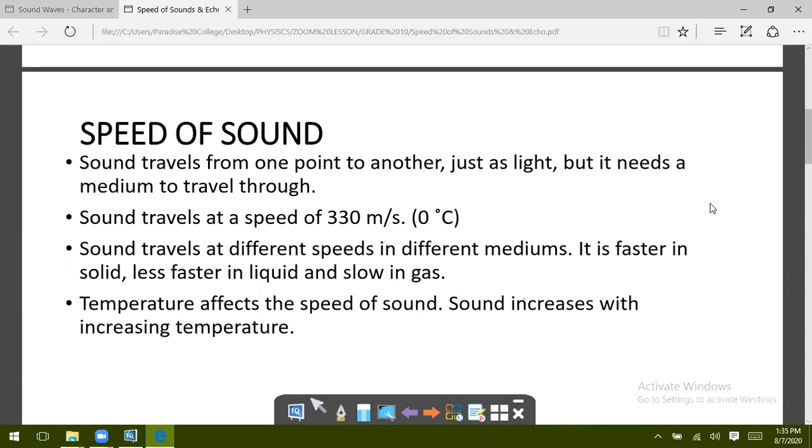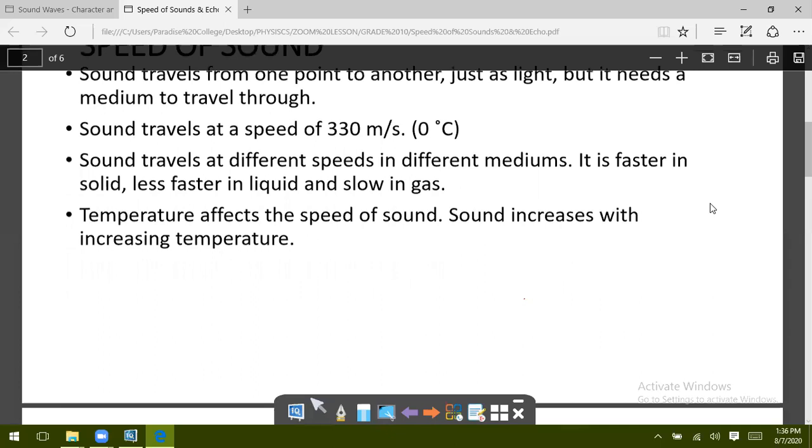Sound travels at different speeds in different media, and like we said in the previous slide, because of the particle arrangement, sound travels faster in solid, followed by liquid, and gas, or air, is the one where sound travels at the lowest possible speed.